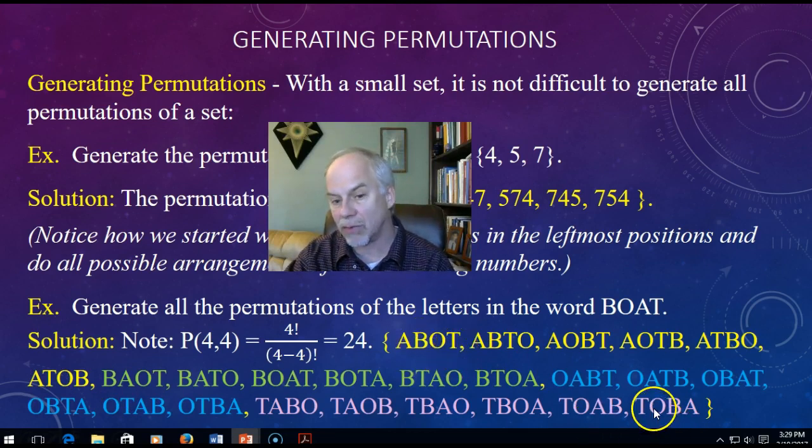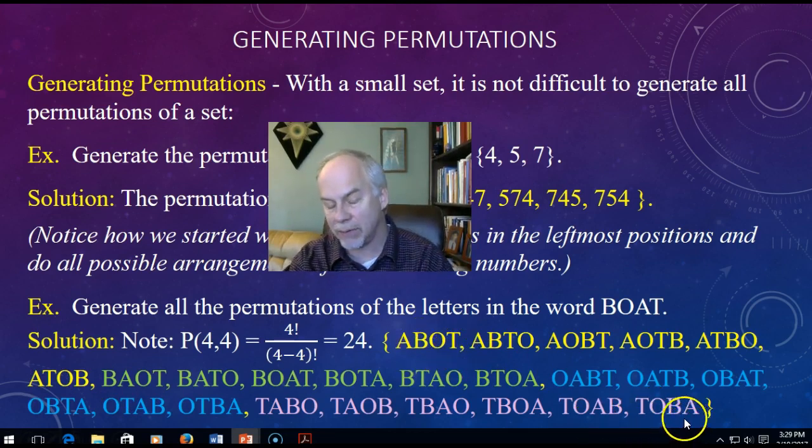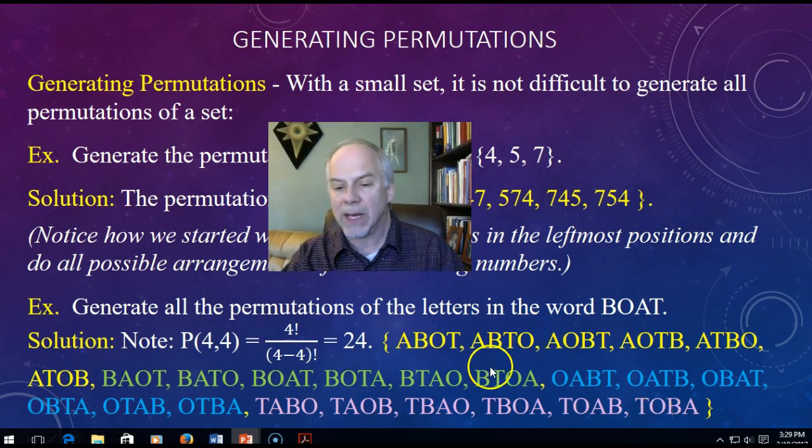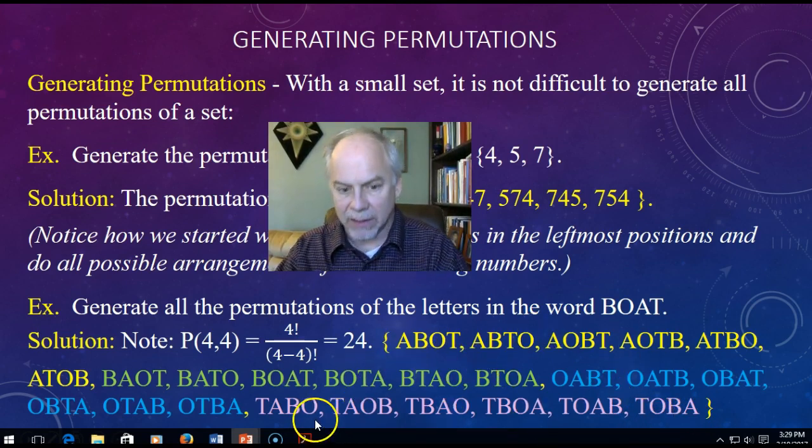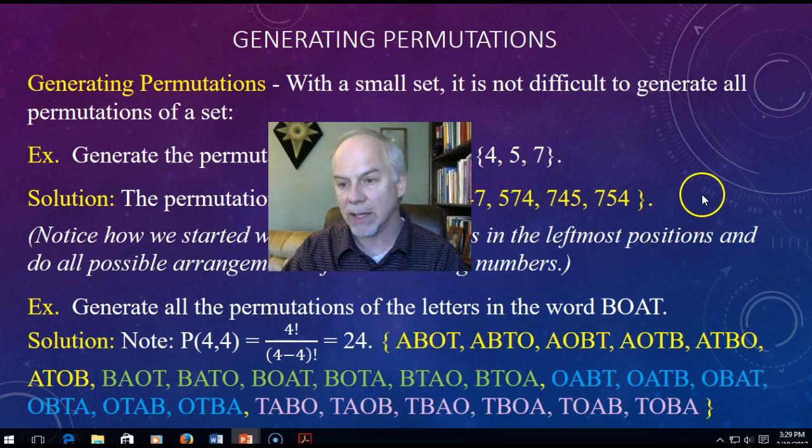Now notice that last one is in total reverse order from the first one. ABOT, the total reverse order is TOBA, excuse me. Anyway, you can see that there is 6 times 4, or 24 different arrangements of the letters of that word, boat.